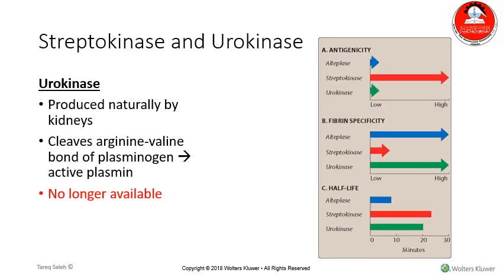And the same thing applies to the drug urokinase. But urokinase is not a bacterial product. It's actually an enzyme that is produced naturally by the kidneys, and it has the capability to cleave arginine-valine bonds of plasminogen, which results in its activation and conversion into plasmin. Both drugs are no longer available for use as thrombolytics because of several adverse effects.